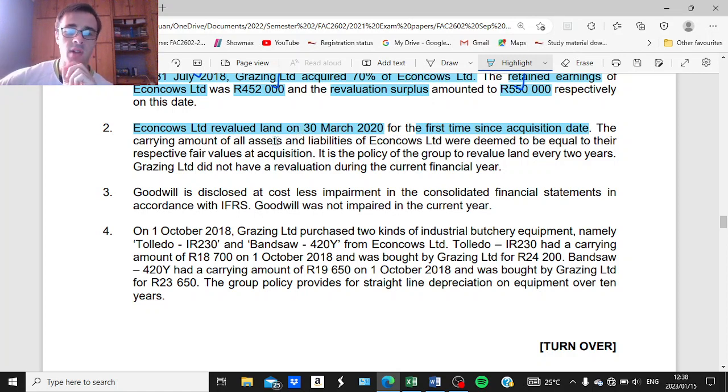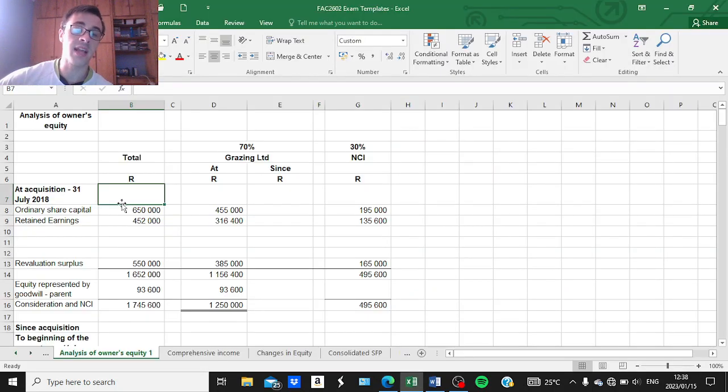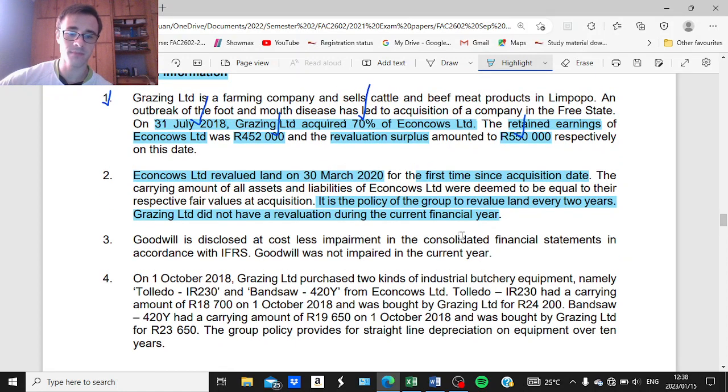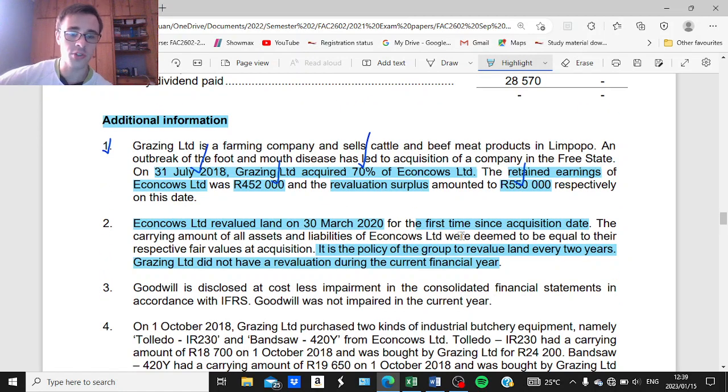Now, the carrying amount of all assets and liabilities of Econcals Limited were deemed to be equal to their respective fair values at acquisition, which means that we do not have to amend our balances at acquisition. Okay, we take them as is. All right. It is the policy of the group to revalue land every 2 years, and Grazing Ltd did not have a revaluation during the current year. Okay, so for additional information point 2, we need to calculate the current year's revaluation surplus for the subsidiary.